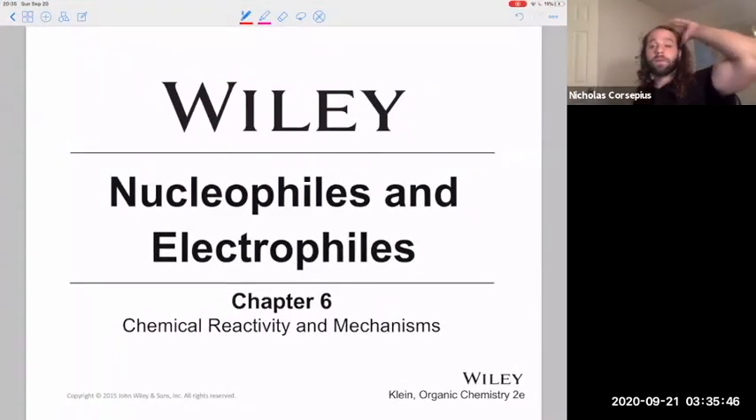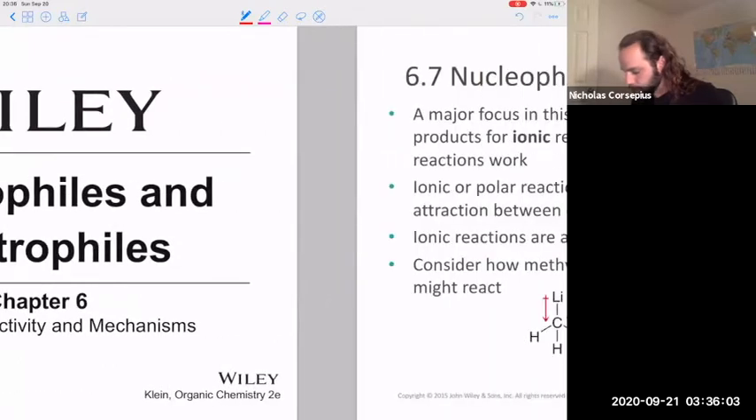All right, so now we're going to introduce two terms that are really, really important in organic chemistry, and this is this idea of a nucleophile and an electrophile. Most all organic reactions take place because a nucleophile is reacting with an electrophile. So let's just introduce this terminology real quick.